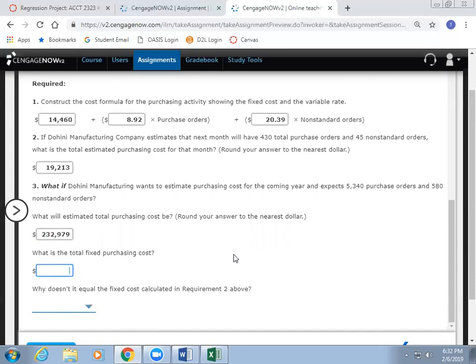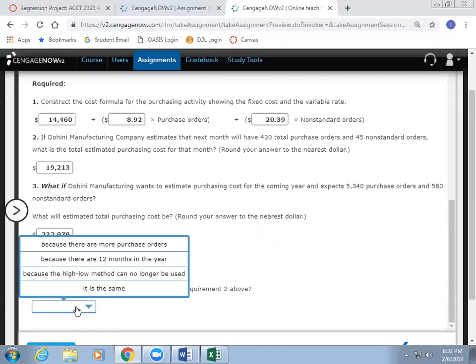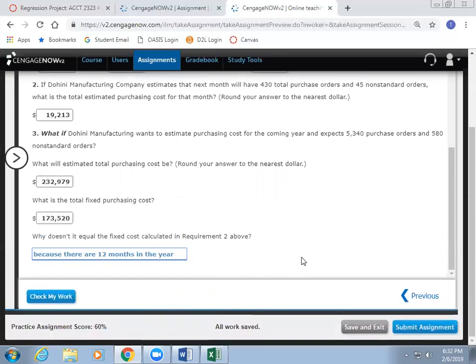And then the total fixed was 173,520. And again, 12 months in a year, 173,520.